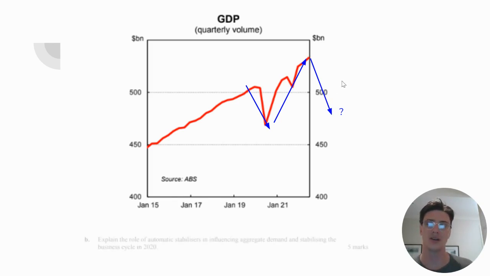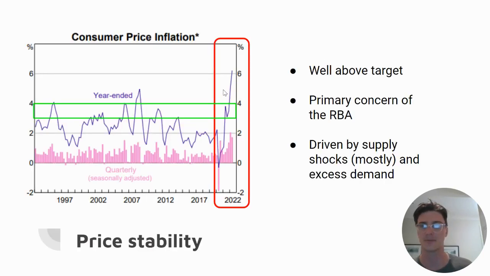So why would you need to know this? Well, there was this question a couple of years ago, which was to explain how automatic stabilizers would stabilize the business cycle. Now, if you don't know whether we're in a contraction or an expansion, I don't think you can get full marks on that question. So growth is strong. We're at the top of the expansionary phase, or maybe moving to a contraction.